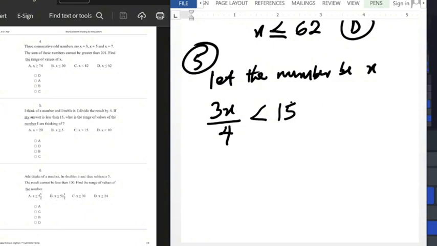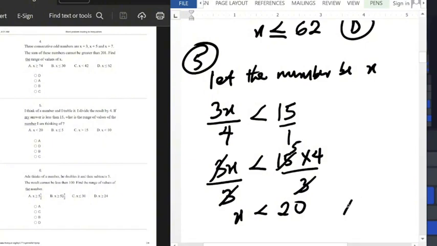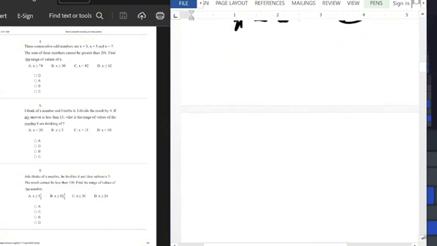So in that case, we make this one over 1. That's going to give us 3x less than 15 multiplied by 4. Then we divide both sides by 3. 3 cancels 3. 3 into 15 is 5. So therefore, x is less than 20. x is less than what? 20. That is option A. Option A is the answer. I hope this is very clear. Right, so we'll move to question number 6 now.